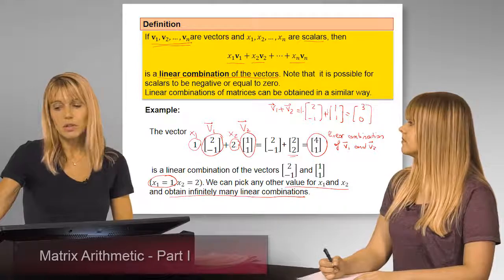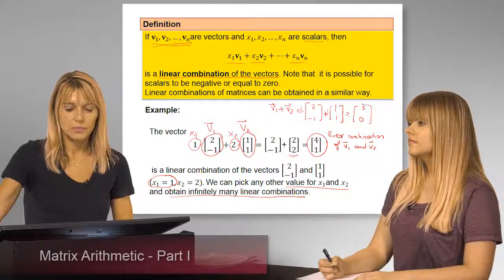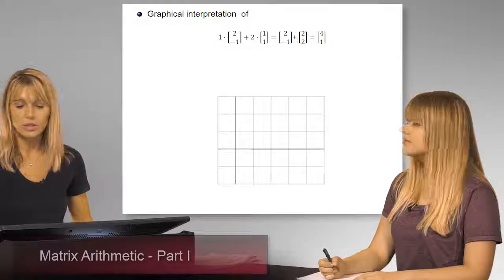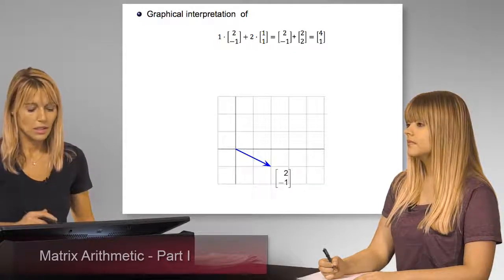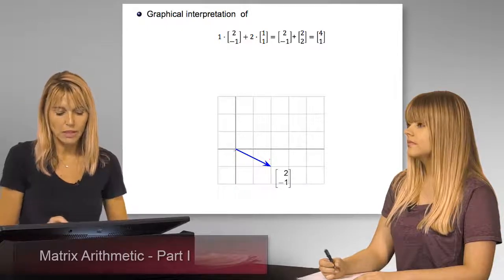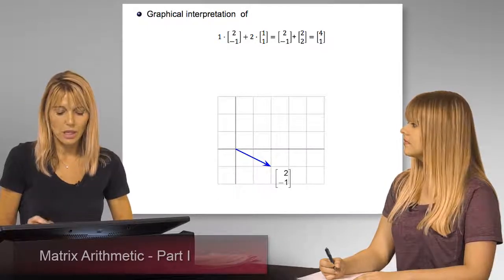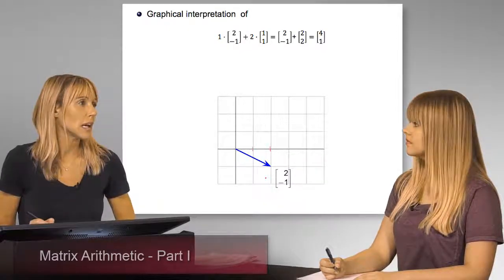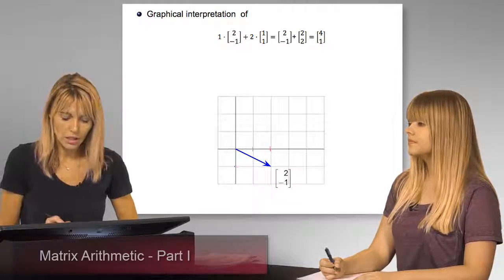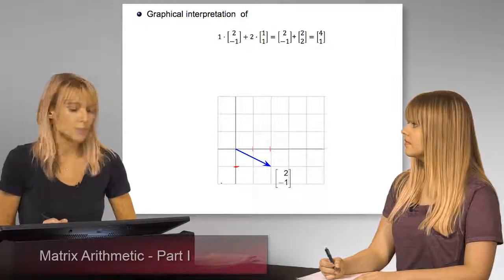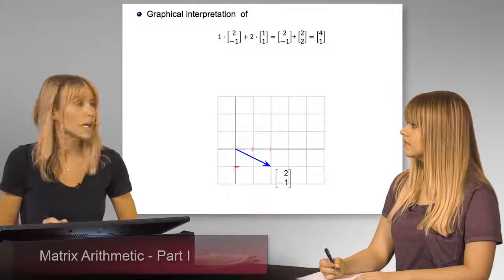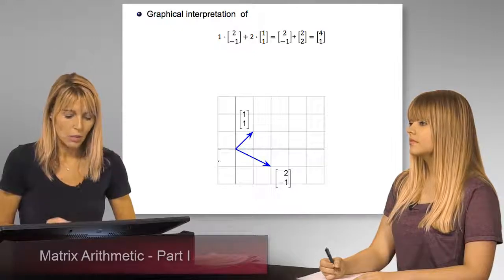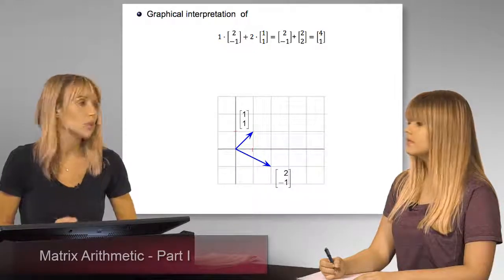Now let's look at a graphical interpretation of linear combinations. We also get used to sketching vectors. All right, so here is the graph of the vector (2, -1). How do we get it? Well, we move 2 units in the x1 direction, and -1 unit in the x2 direction, right? Then we graph the vector (1, 1). So again, 1 in the x and 1 in the y.